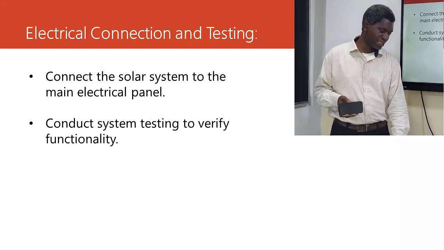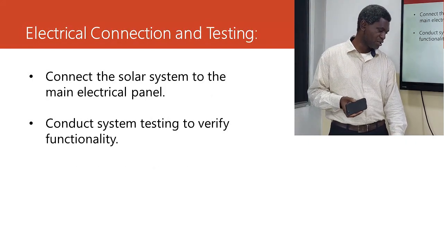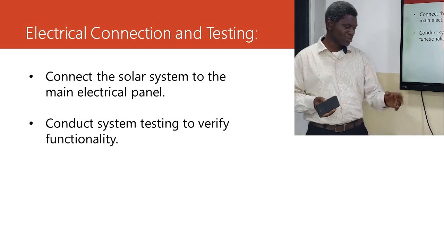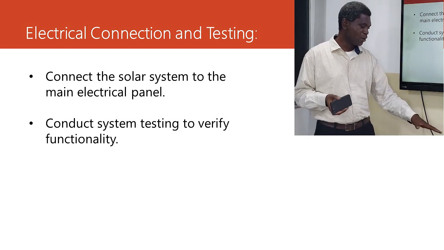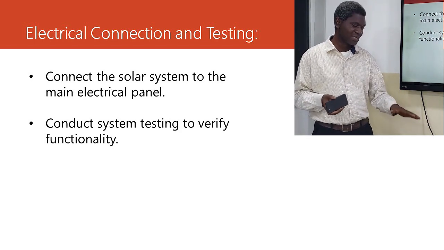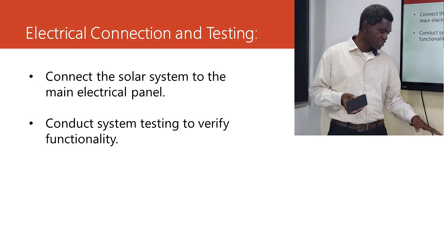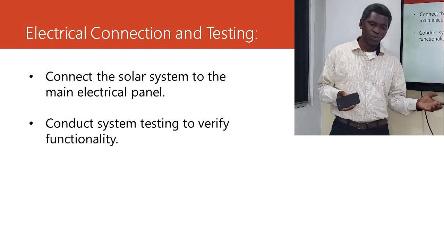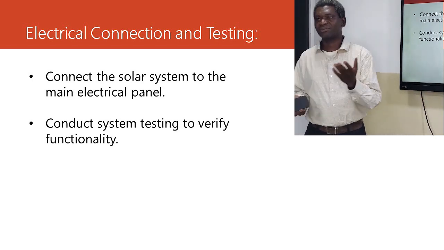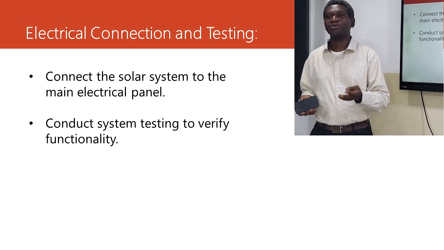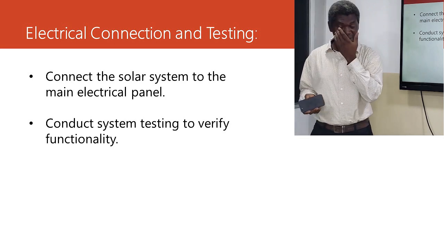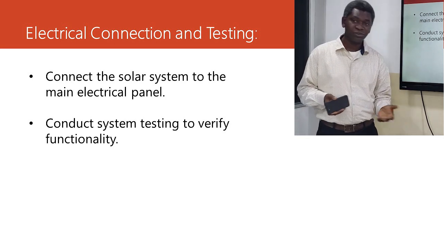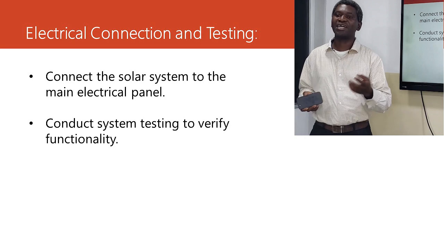But we'll still talk about the electrical connections and testing. This is also very important. Connect the solar system to the main electrical panel. Conduct system testing to verify functionality. So all the electrical parts in the system, you need to test. You need to be sure that they are bringing out the right voltage.